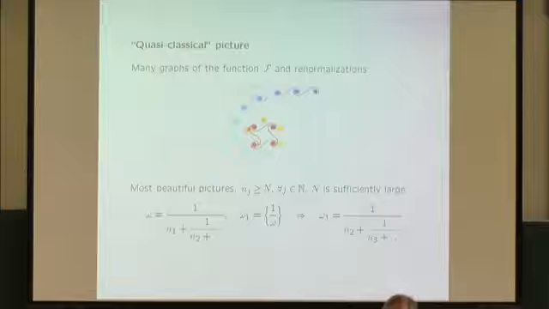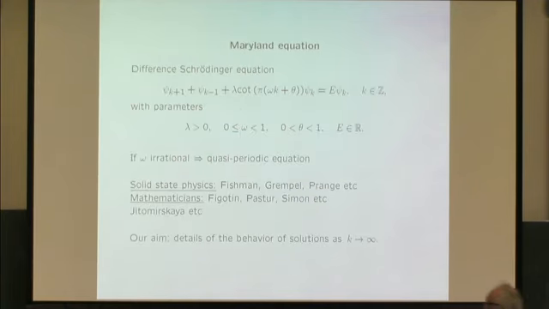And now I can come to the Maryland equation. Actually, Svetlana Zhitomirskaya has already written this equation, but I made a very little change. I replaced tangent by cotangent. It will be more convenient for me, but in fact it's the same equation. It's a difference equation on the integer lattice.